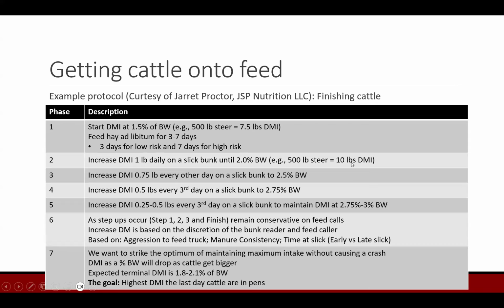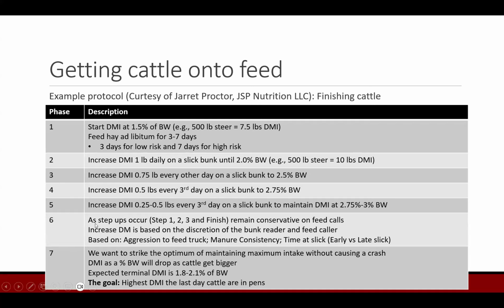Again, just like the previous protocol, we're going to step them up on feed. So they'll be fed their starter diet. So we'll increase dry matter intake by 1 pound per head on a slick bunk every day until they reach 2% of body weight. So get up to 10 pounds per day. Then we'll move to phase 3, increase dry matter intake 3/4 of a pound a day every other day on a slick bunk until they reach 2.5% of body weight.